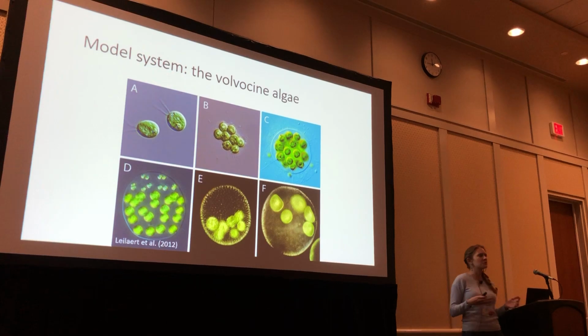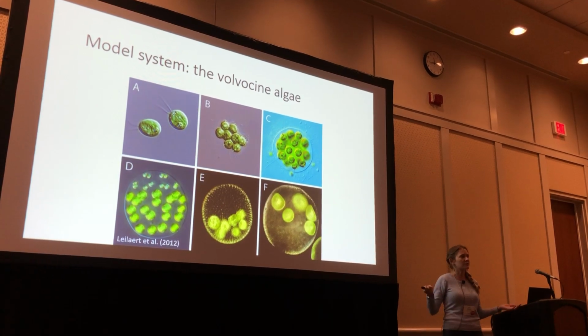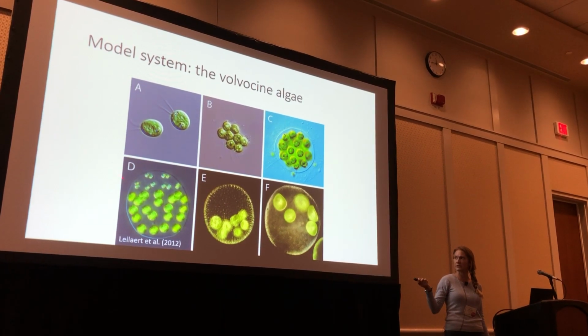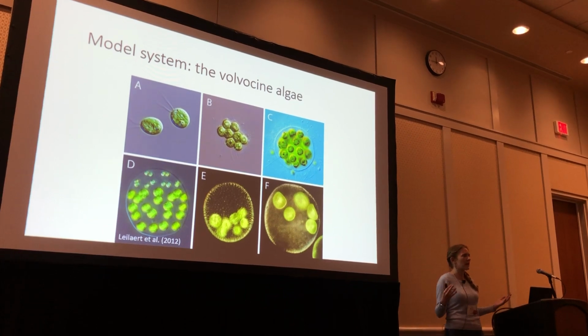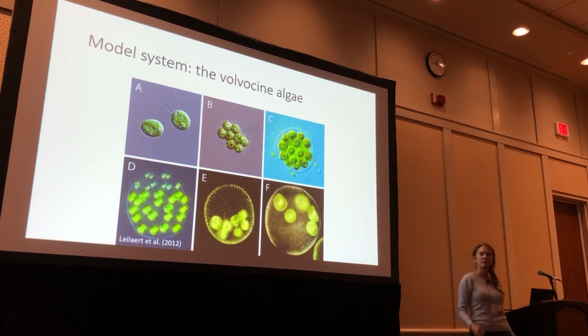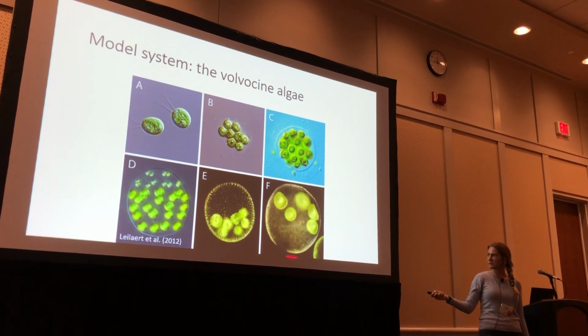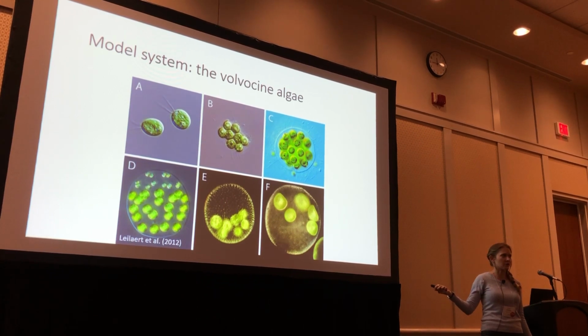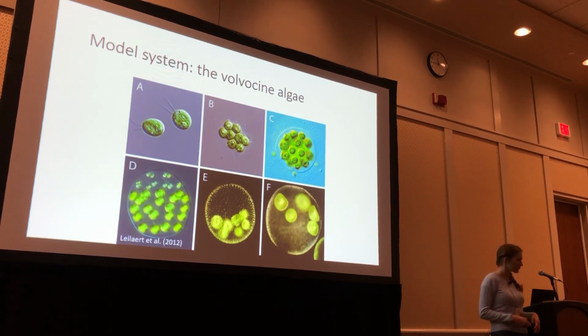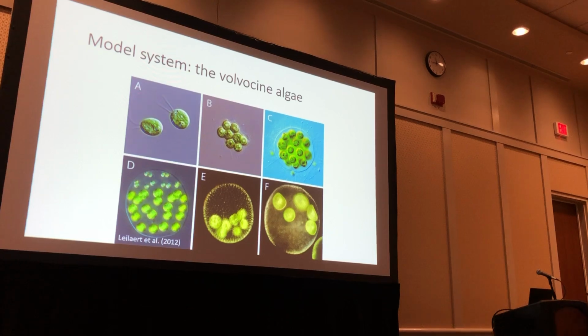But then you have closely related species that have somatic cells, which you see here. See those small little somatic cells? Those do not reproduce. And in other species, you see thousands of somatic cells. Those are all the little dots in there.